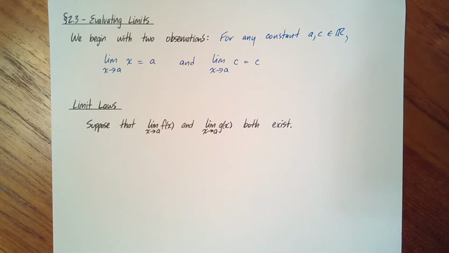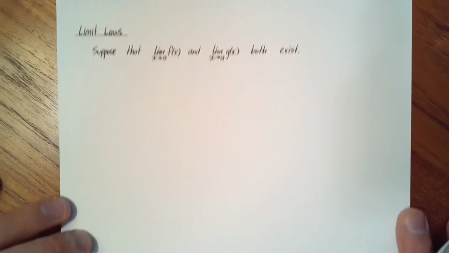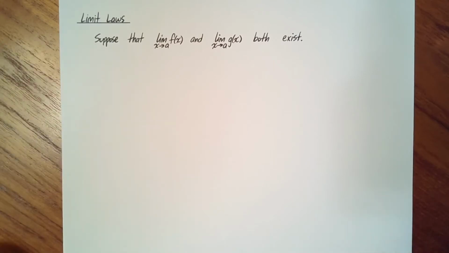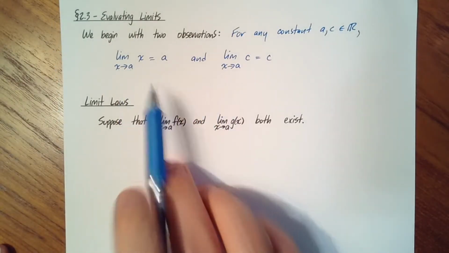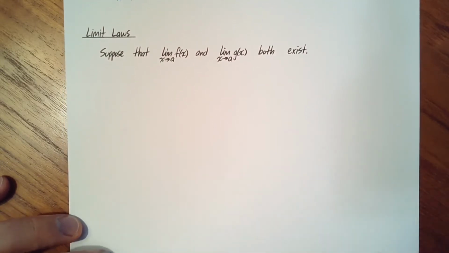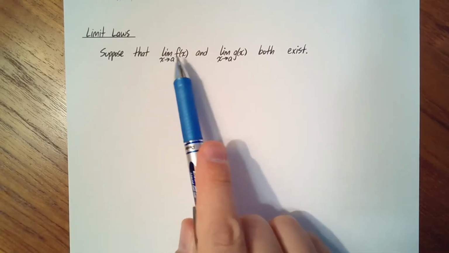Okay, so what do you do with those? Well, those two observations on their own might not be very powerful, but if you combine them with the limit laws that I haven't written down yet, but we're going to fill this space in with limit laws, then you can actually get a lot from just these two observations. Okay, so let's go over some of these laws. And so we're going to start with the assumption that we have two limits. So we have the limit of two functions as x approaches a.